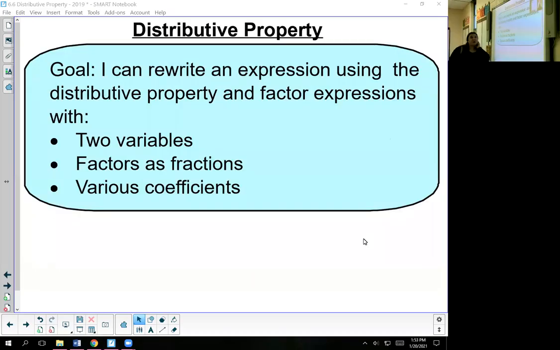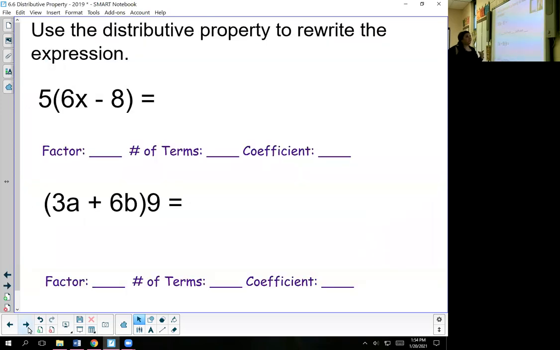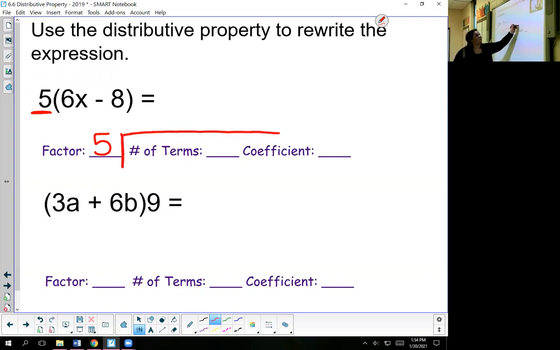All right, day 2, we're going to talk about distributive property as well. The difference is we're going to have 2 variables now and some factors that are fractions and various coefficients. So we're going to have to know what those words mean. Okay, what is the factor? So from yesterday, we know that the factor here is 5. I'm going to answer these parts when I get my final answer.